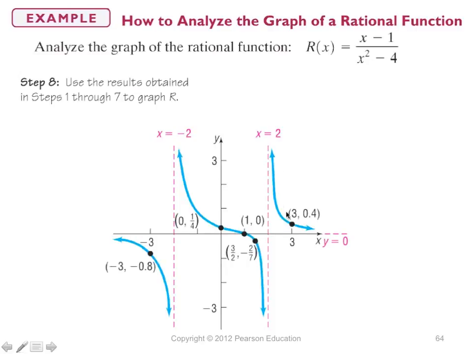If we actually connect some of these points, what you'll see is that as x is getting closer and closer to 2, our y values are approaching infinity or negative infinity. That's why this is a vertical asymptote. And then as x is approaching infinity, we approach the line y equals 0. And as x approaches negative infinity, we also approach the line y equals 0. So that is why this is also a horizontal asymptote.